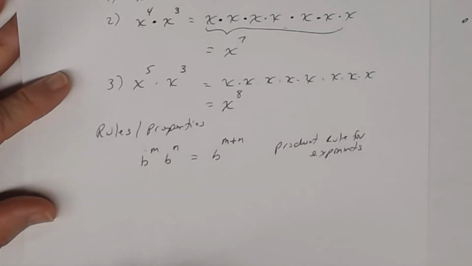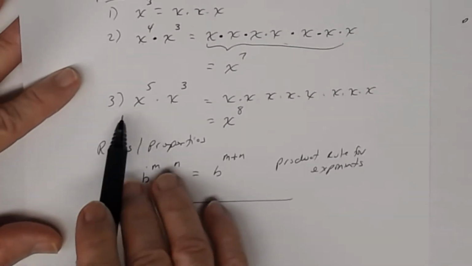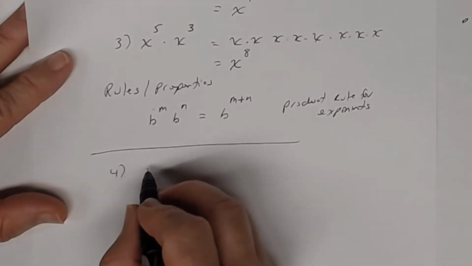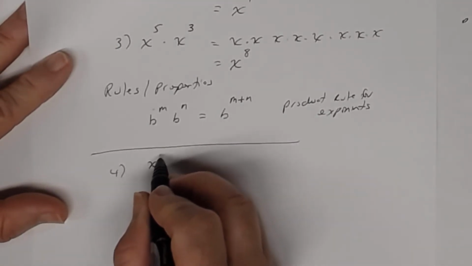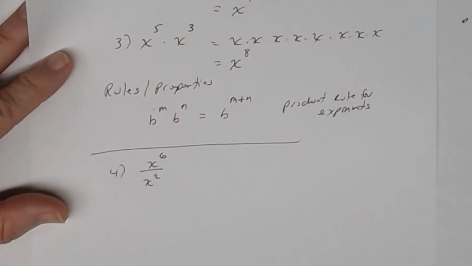Okay? Product rule for exponents. If I look at division, so you see here I multiplied, right? So let's look at this. So number 4, what if I had x to the 6 divided by x squared? X to the 6 divided by x squared.